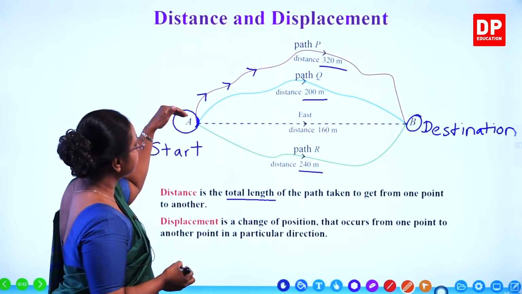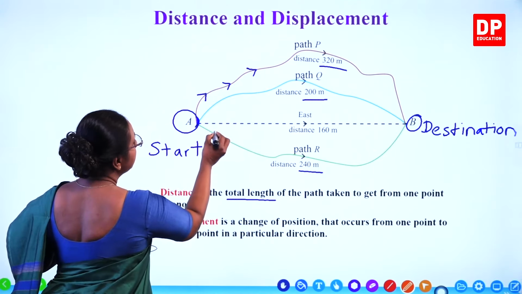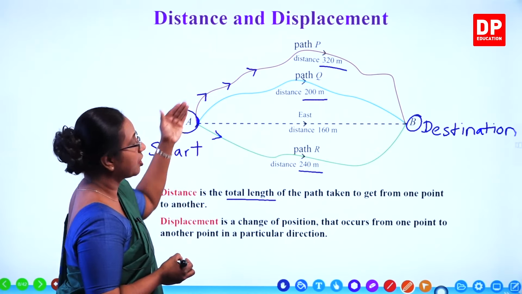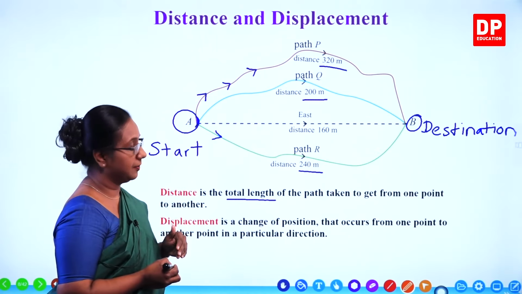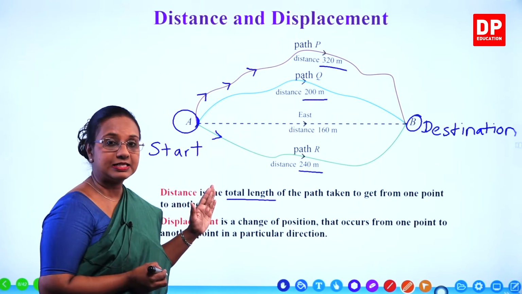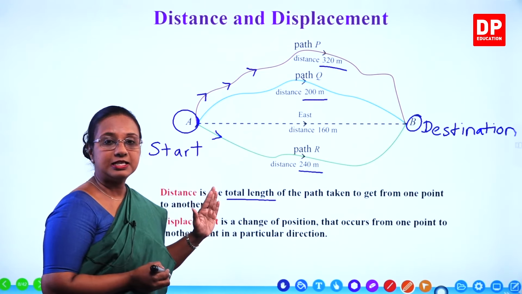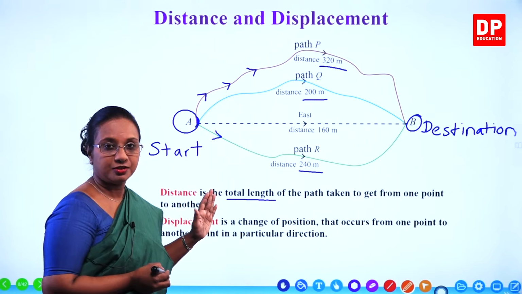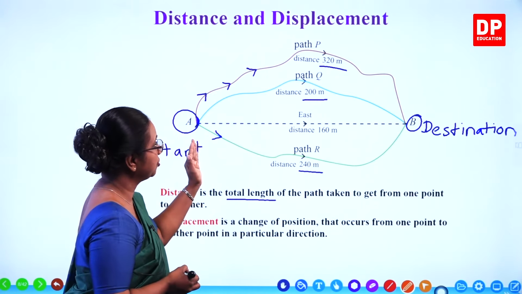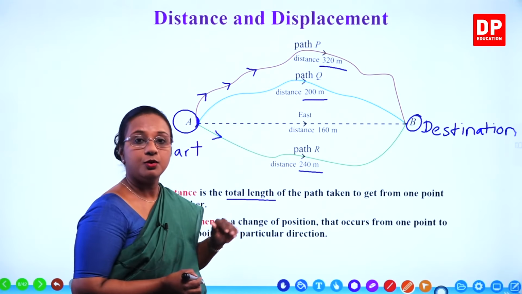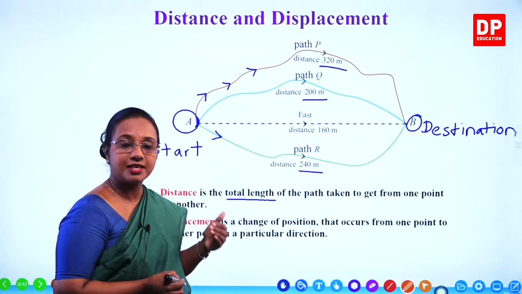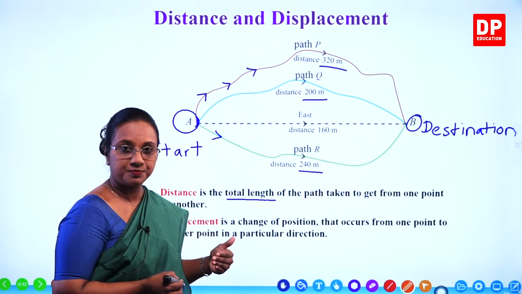If the child takes path R, she will be moving towards this direction, which is the opposite of path P. So when we consider the distance, we will not be considering the direction. So distance only has a magnitude, the different values. So distance is a scalar quantity.